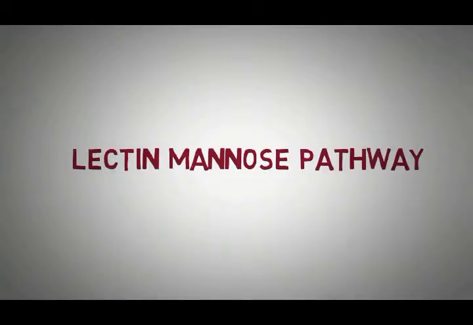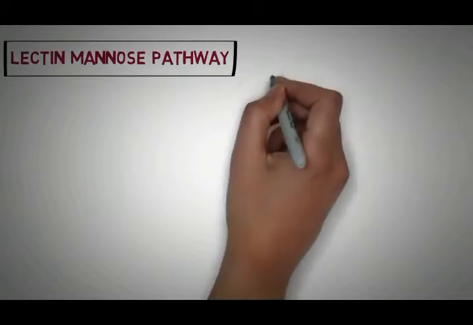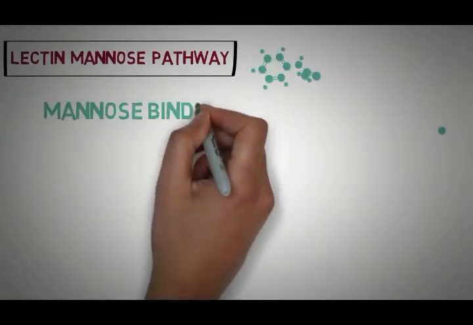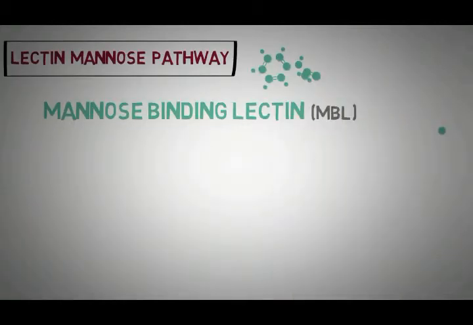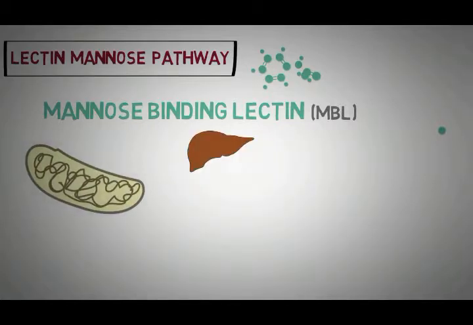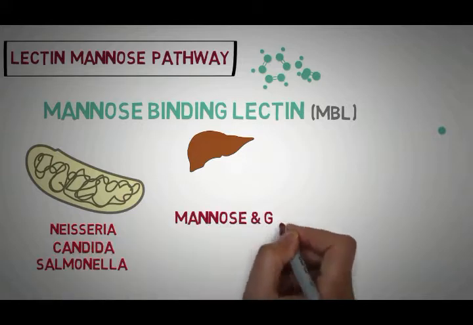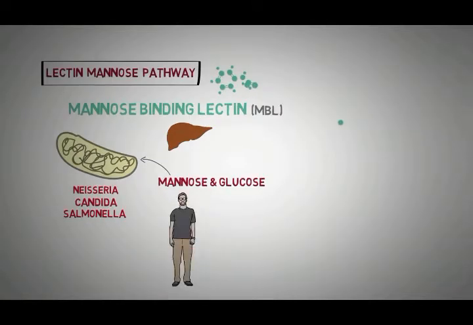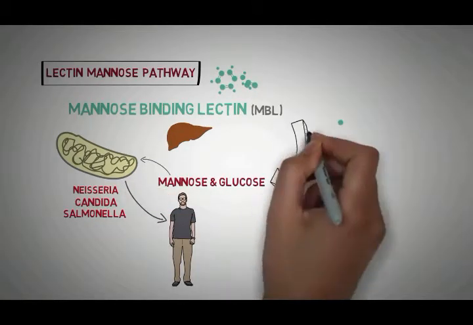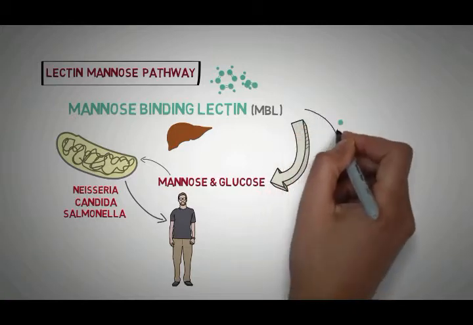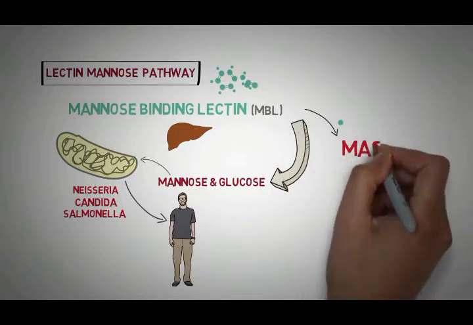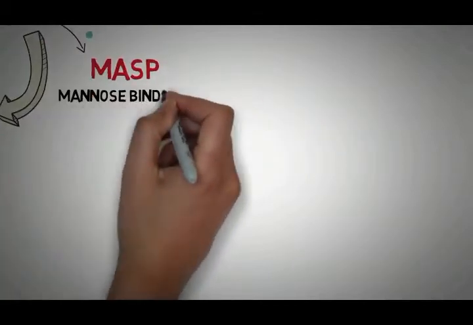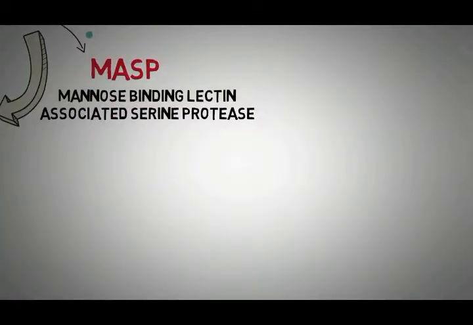Now, let's talk about the lectin-mannose pathway for the activation of the complement system. The lectin-mannose pathway depends upon the protein known as mannose-binding lectin or the MBL, which is synthesized in the liver. Now, organisms like Neisseria, Candida and Salmonella have glucose and mannose residues in their cell wall. Whenever these organisms enter the human body, the protein mannose-binding lectin recognizes this and activates a protease called the MASP, or the mannose-binding lectin-associated serine protease.